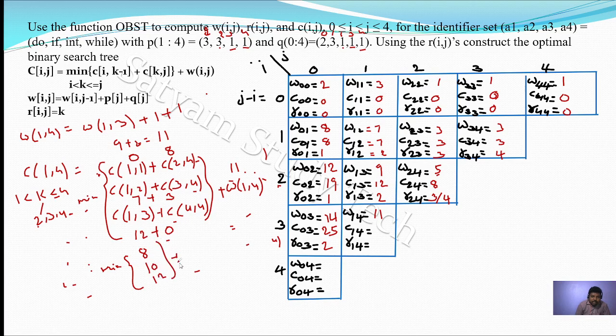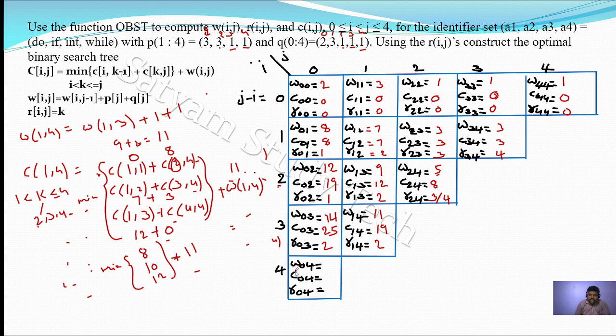So which is the minimum? The minimum of 8, 10, 12 is 8. So 8 plus 11, that is 19. You can note down C of 1,4 value is 19. Which k value did we consider to get the minimum? That minimum 8 came from k value 2. So R of 1,4 is 2.